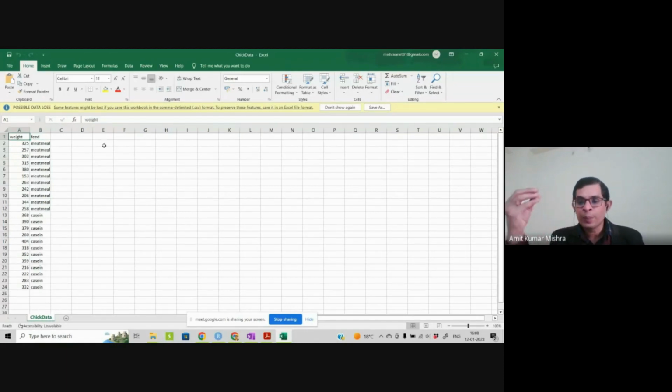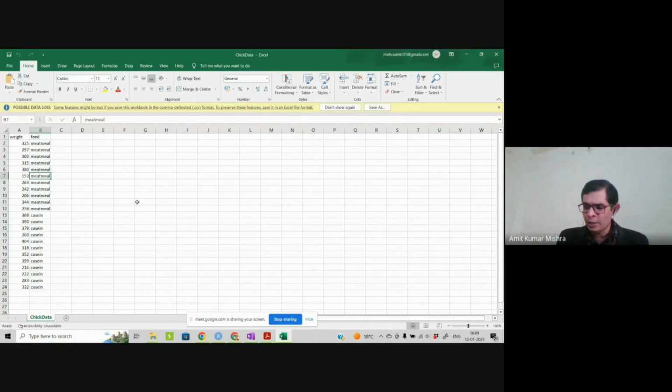These are newly born chicks, and they have been given something to eat, and based upon the feed, their weight gain in 6 months is measured. So this is the weight gain of the 23 chicks, and the feed was whether they are getting meat meal or casein. That means two types of meals are there, and this is the chick data.